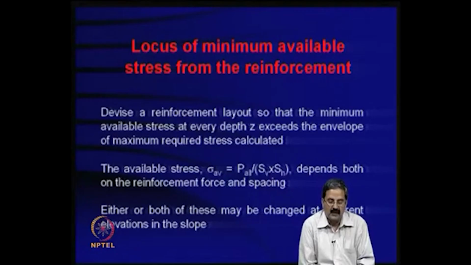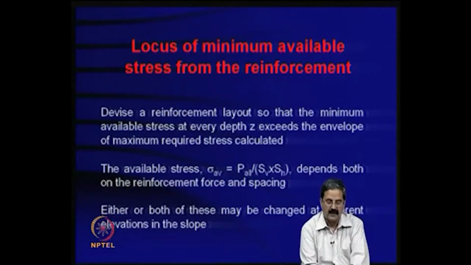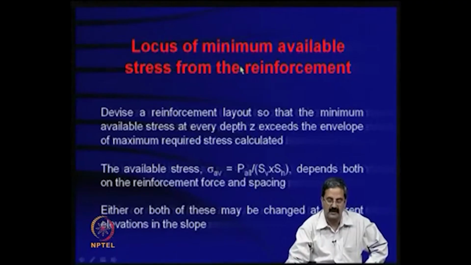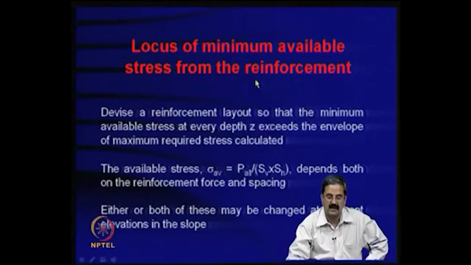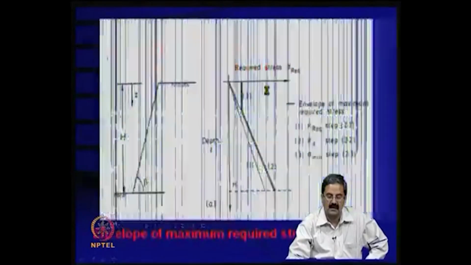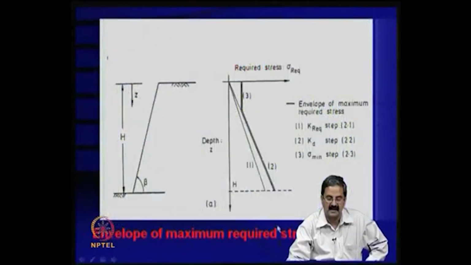We normally try to come out with some sort of reinforcement, the locus of minimum available stress from the reinforcement. We try to devise a reinforcement layout so that the minimum available stress at every depth exceeds the envelope of maximum required stress. Actually, what we did in the previous case was that this is the required stress, and you come out with a reinforcement diagram which is like this, where the stress in the reinforcement is always more than the required stress.